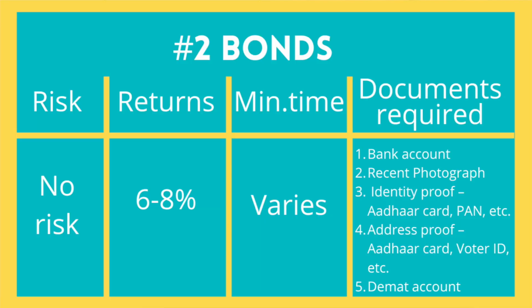Analyzing bonds based on the factors, risk is nil. Because risk is nil, returns are extremely low. Time period varies and you can pick one that's suitable to you. The documents that you require for buying a bond are a bank account, address proof, and your demat account number.